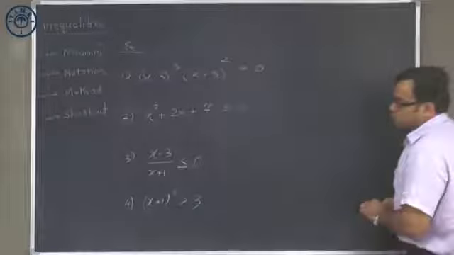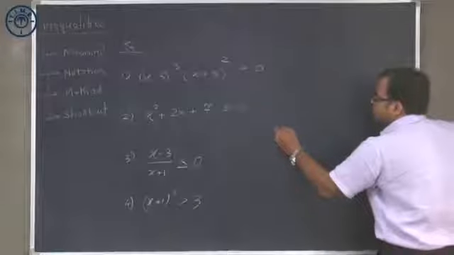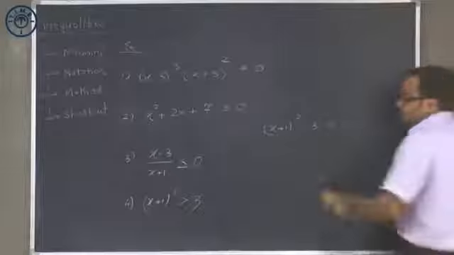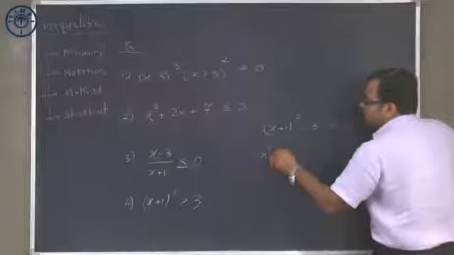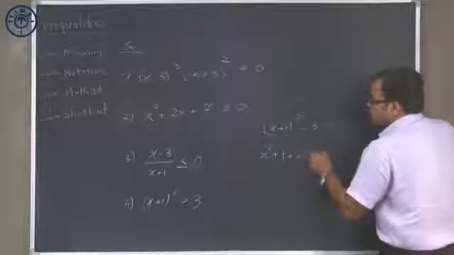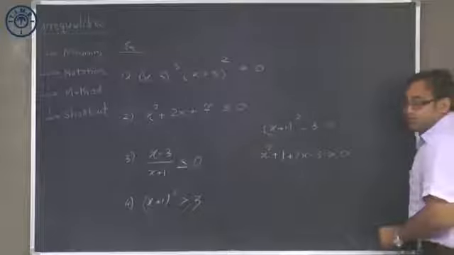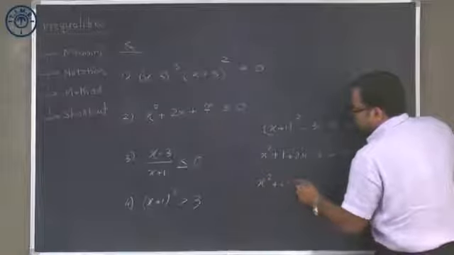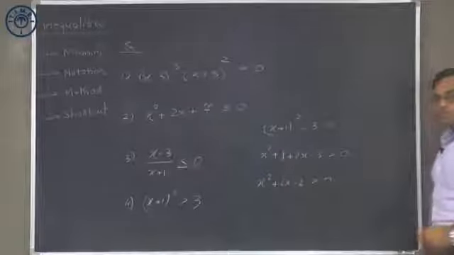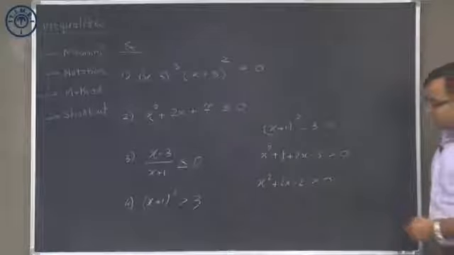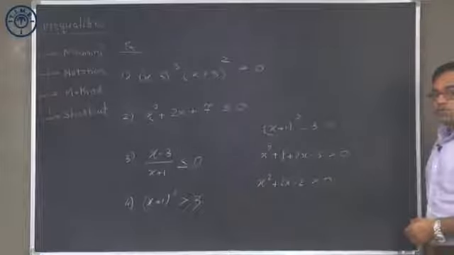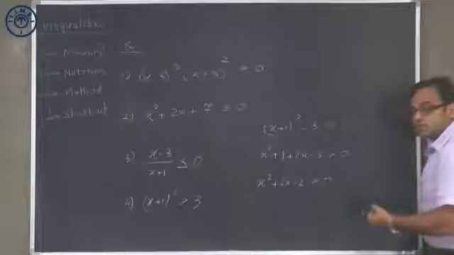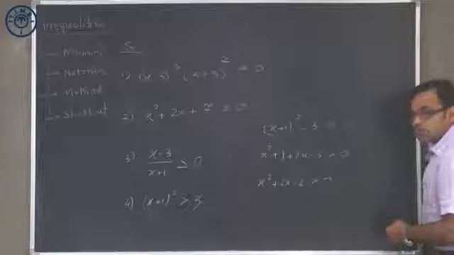If x plus 1 whole square is greater than 3, I will say x plus 1 whole square minus 3 is greater than 0, which means that x square plus 1 plus 2x minus 3 is greater than 0, which means that x square plus 2x minus 2 is greater than 0. Now what will be the values of x that will satisfy this condition? We would not know. So what we do from here is that we find the roots of the equation using the method for quadratic equations.